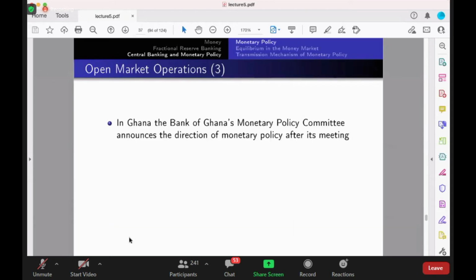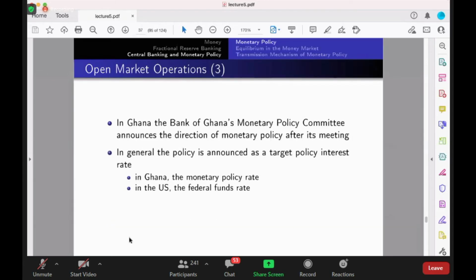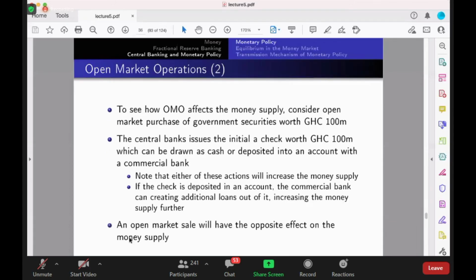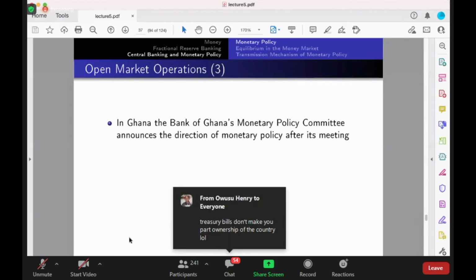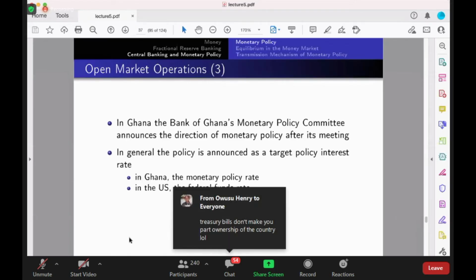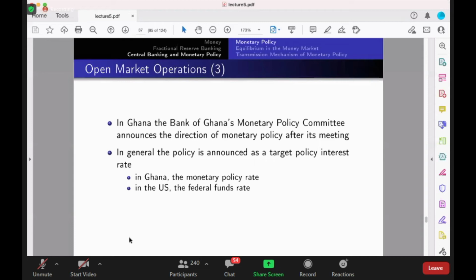Okay. So this part is just trying to explain how, and I've explained that already. So let's not waste time on it. Now let's look at Ghana, where the Bank of Ghana's Monetary Policy Committee announces the direction of the monetary policy after its meeting. I've mentioned this already. In Ghana, we make reference to the monetary policy rate, whilst, for instance, in the US, they have the federal funds rate. Okay, in the US, they have this thing.